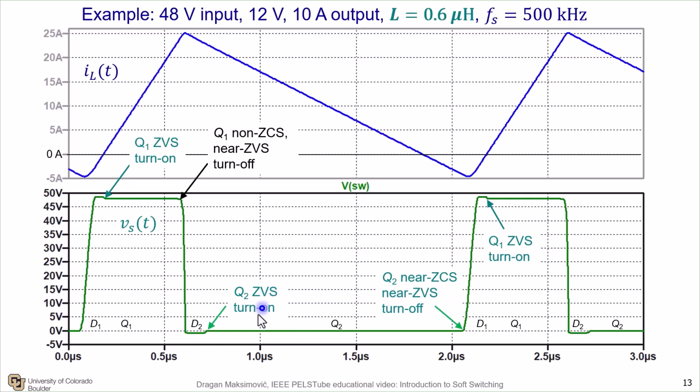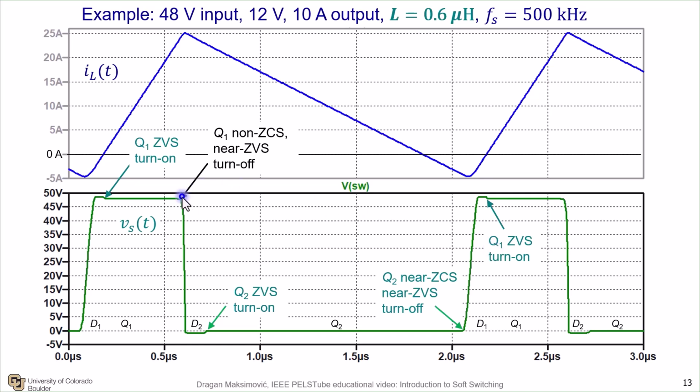Q2 has a ZVS turn on. It has a turn off that's close to zero current, and so it exhibits near zero current switching and near zero voltage switching turn off with very low loss. And then most importantly, we have a zero voltage switching turn on of Q1. We have mitigated the major switching loss mechanism in the hard switching converter.